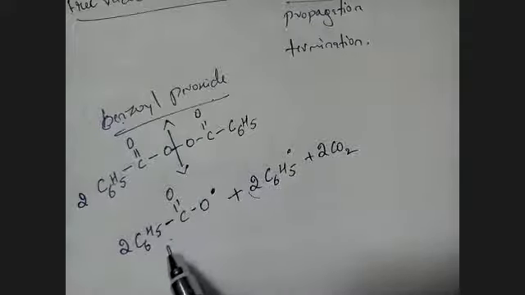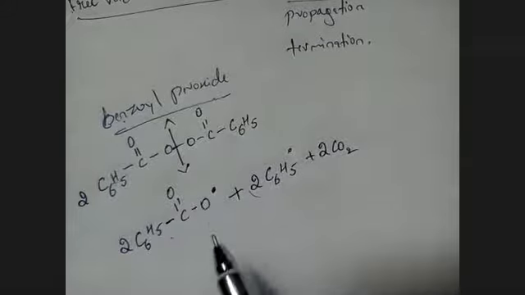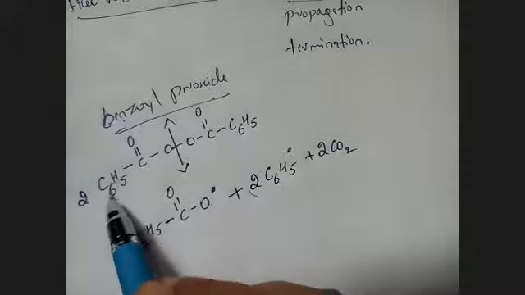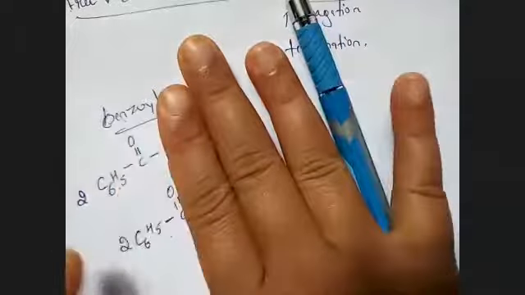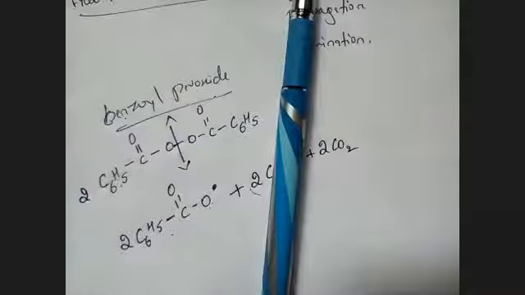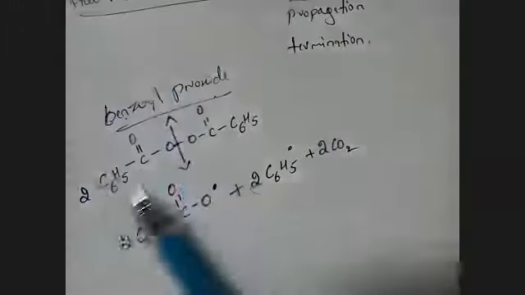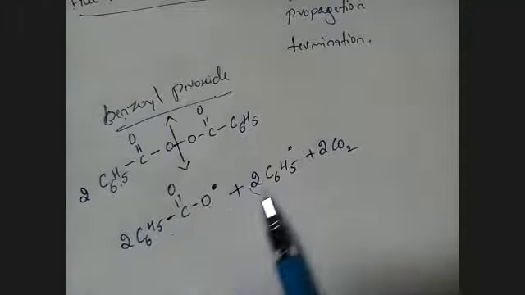Can you repeat the structure? I'm repeating, Gokul. So this is C6H5, C double bond O, then O, same. See, this is one molecule. It's just a replica of it. This is called mirror images, superimposable mirror images. So I'll just break it here, and you will get 2 molecules of it.